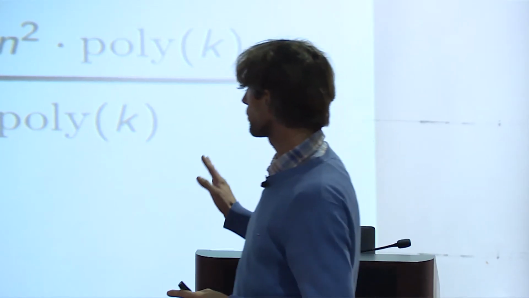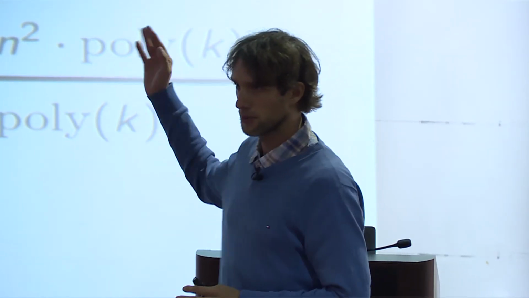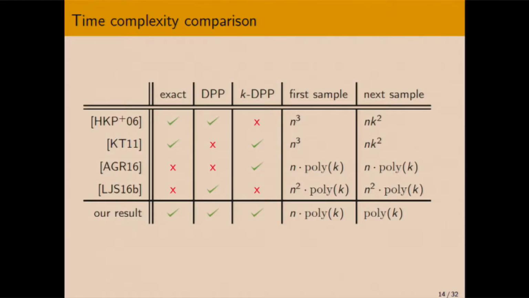All right, so a quick comparison of the algorithms that I mentioned, with our result at the bottom. Here we have two time complexity columns. The things to point out are that for the first sample time complexity, our algorithm is the only exact algorithm that goes below eigendecomposition cost. And for the next sample complexity, it's the only one that does not depend on n at all.